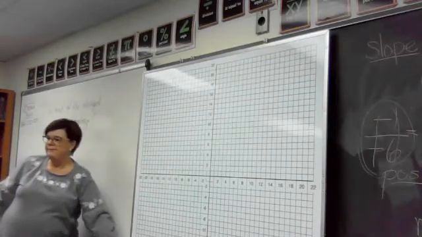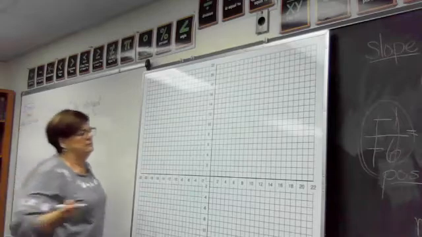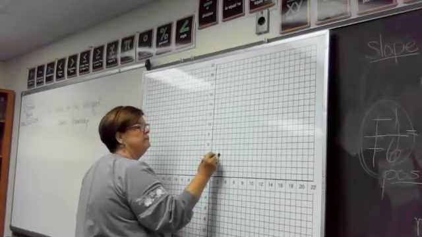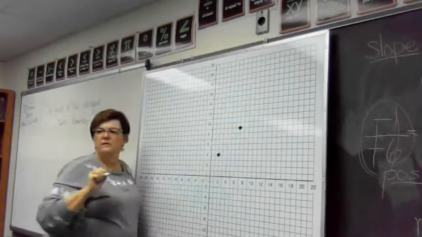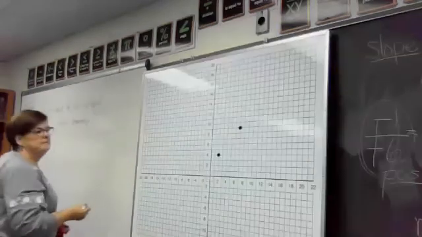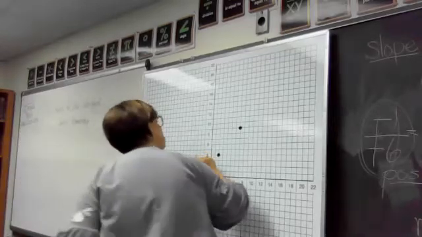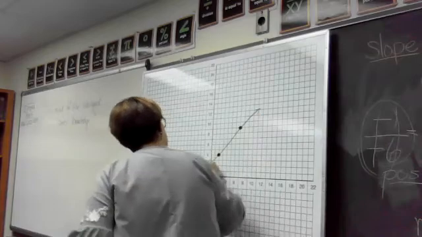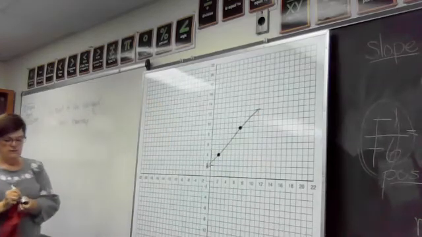Come on up. Okay, I'm going to give you 2 points. Do you want me to draw the line, or do you want to draw the line? You can probably draw straight. Okay. I need you to find the slope of this line.